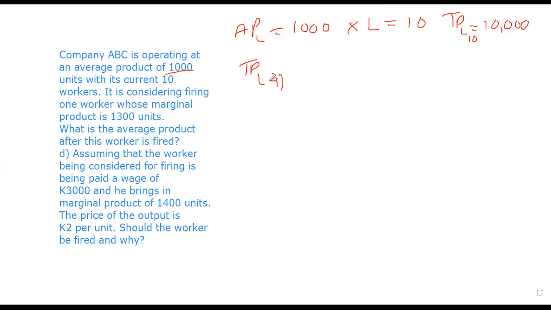So in this 10,000, we have 10 laborers. But if you remove one person who has how much? 1,300. What are we going to remain with? We will remain with 10,000 minus 1,300. What do we get? 8,700. Correct.